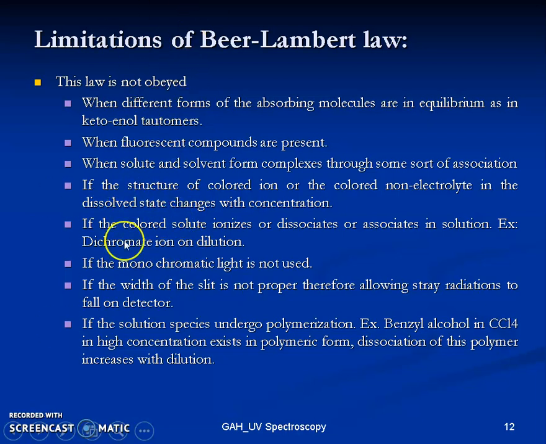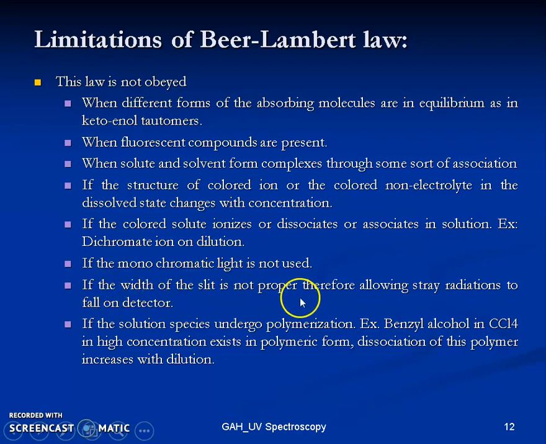And the next important thing is, if monochromatic light is not used. I have already said what we mean by monochromatic light. Monochromatic light is light comprising a defined set of wavelengths, or a set of wavelengths lying in a defined wavelength region. If we are not using monochromatic light, then definitely Beer-Lambert's law will not be obeyed.